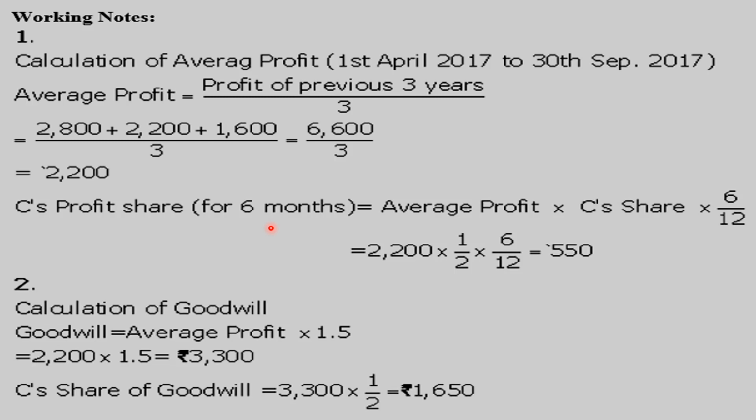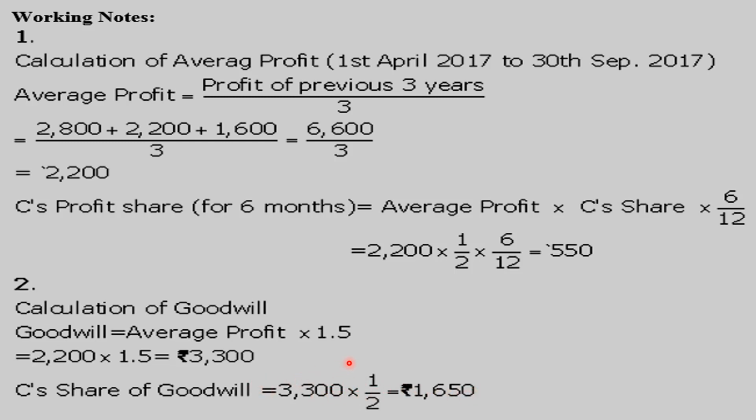Now the calculation of goodwill is easy to calculate. Here it is mentioned that you have to calculate the last 3 years' average profit. So we already got the last 3 years' average profit. After that, goodwill will be 1.5 times the average profit purchase. So average profit into 1.5 times comes to 3,300 value of goodwill, and that is the firm's value of goodwill, and from there you have to calculate the retiring partner's share. Here it is half, 3,300 into half, that is 1,650.